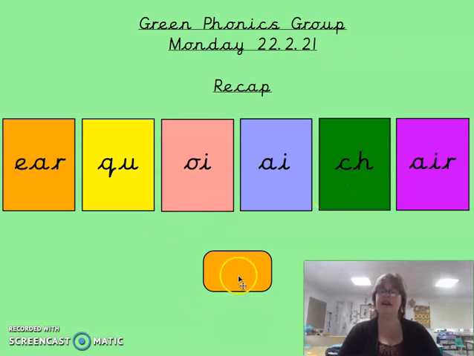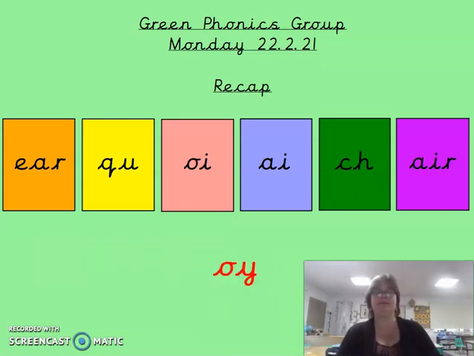Okay, so I told you at the end of last term that we were going to be moving on to our phase 5 phonic sounds now. So that's what we're going to start today. Now, the interesting thing with phase 5 is that you're not going to learn any new sounds. You're just going to learn different ways to spell the same sound. So let's have a look at today's.